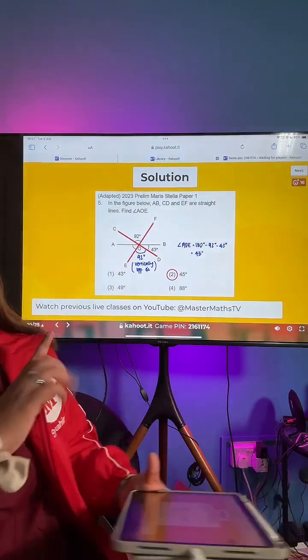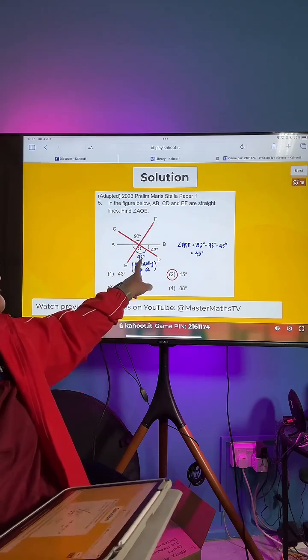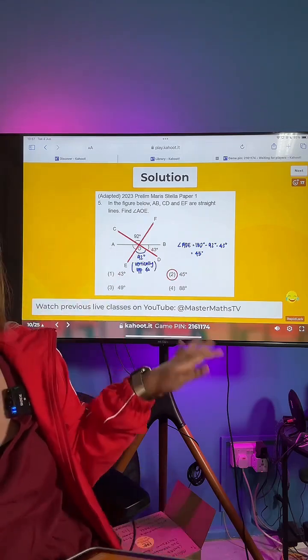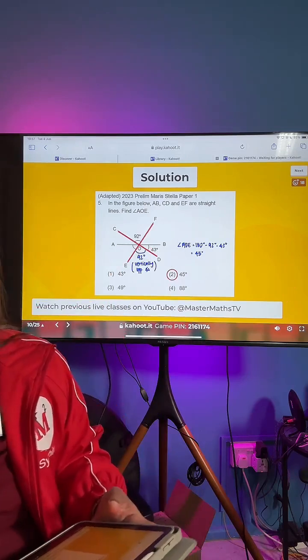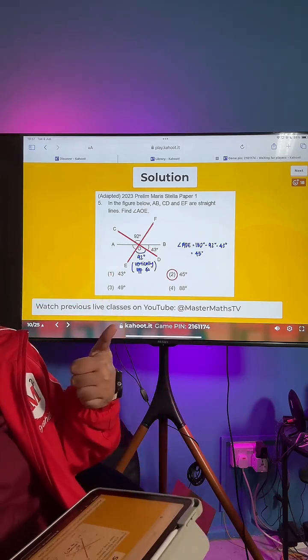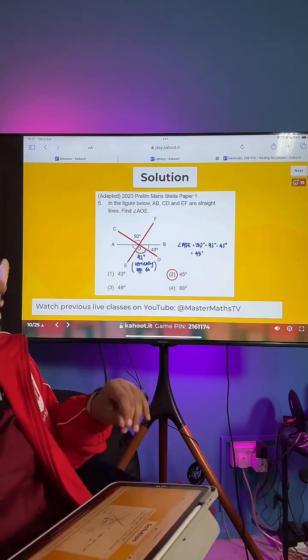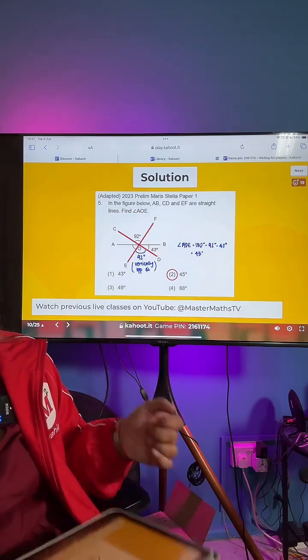Okay, so this one is the fastest method, okay? 180 minus 92 minus 43, pop, get answer, that's all. If you want to use other methods, no problem. The answer is still 45 degrees. Alright. Okay, 92 plus 43, and then you take 180 minus answer, also can.